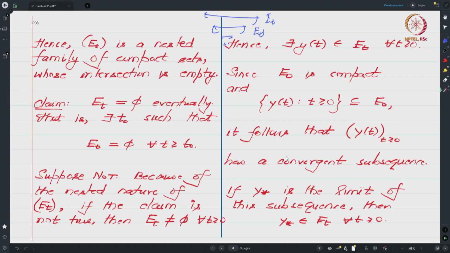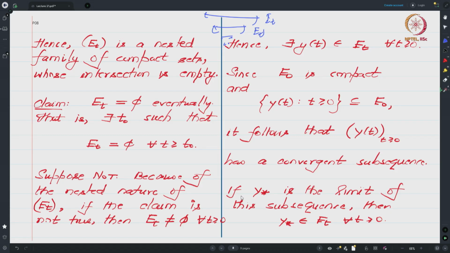I mean this is a fact based on compact sets. So, if you are not aware of this I request you to look it up, right. So, the fact that this trajectory lies in a compact set allows us to conclude that this trajectory will have a convergent subsequence, right. So, because it has a convergent subsequence, that subsequence will have a limit. So, let us refer to this limit as y star, right.